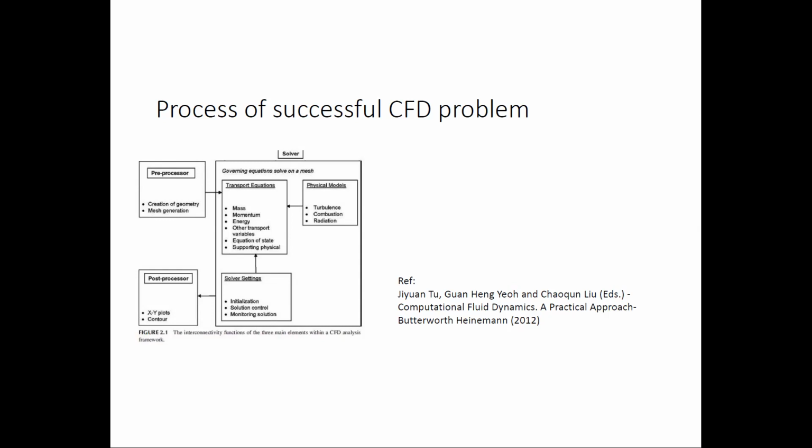We know from the numerical method that for matrices, the solution should be determinate when the matrix is a square matrix. So if the number of unknowns is equal to the number of equations, in this case we have a deterministic matrix here. For the solver setting, we have the initial and boundary conditions, the solution control, and the monitoring control. After the solution stage, we have the post-processing stage.